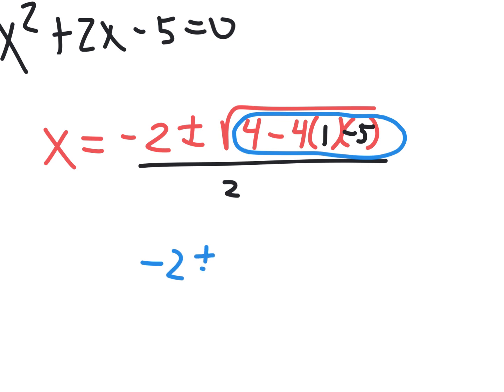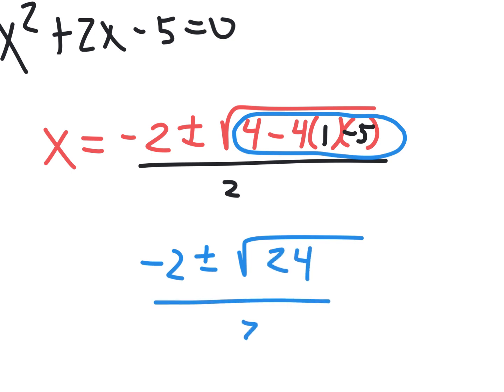Negative 2 plus and minus the square root of 4 plus 20 is 24, all over 2. Now, if you had that, much respect. But if you realize that simplifies, mega respect. Who realized the square root of 24 would simplify? We got like 7 extra smarty pantses.